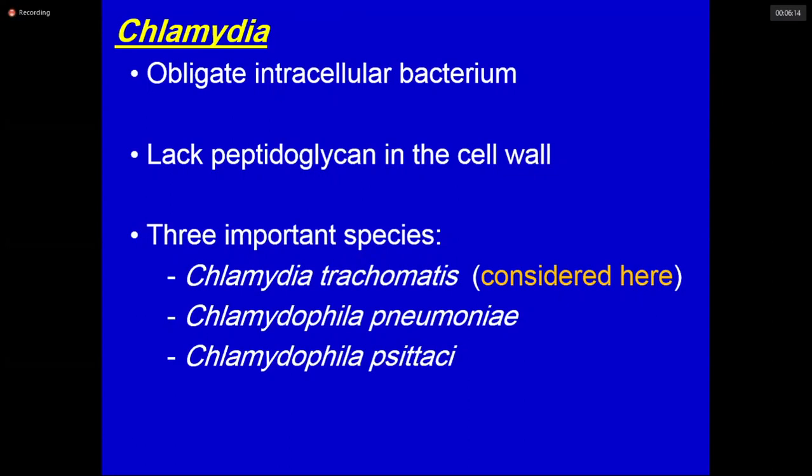There are three important species, and we will see more details of them: Chlamydia trachomatis, which will be considered during this lecture, Chlamydophila pneumoniae, and Chlamydophila psittaci, or some people pronounce it psittaci. Chlamydophila pneumoniae and psittaci have been covered to you, presumably, with the respiratory system. So today we will talk in relation to UGS about Chlamydia trachomatis.